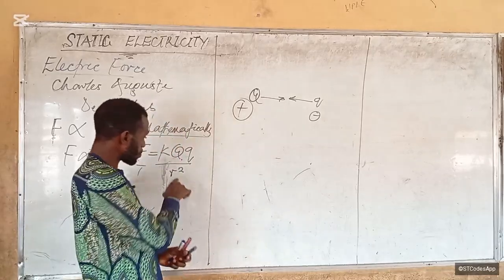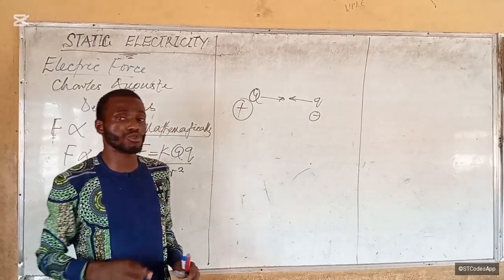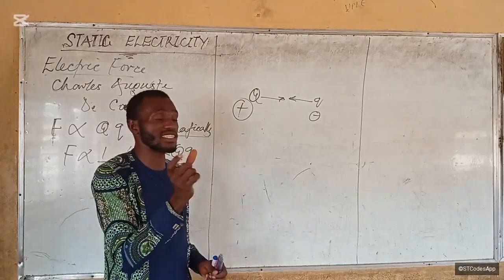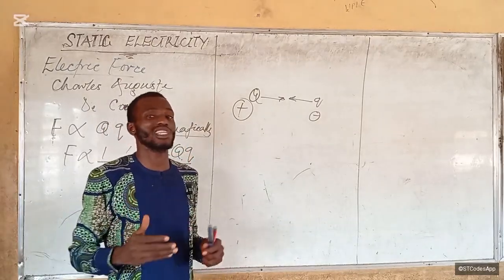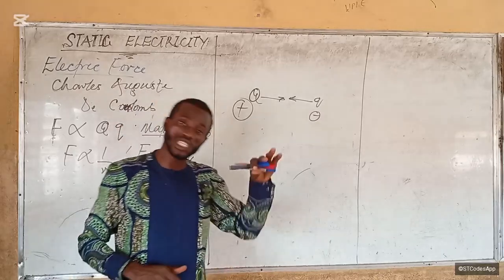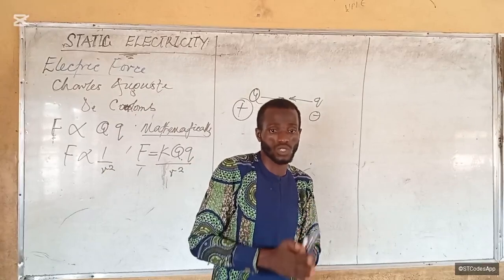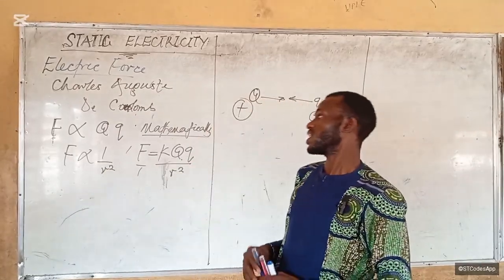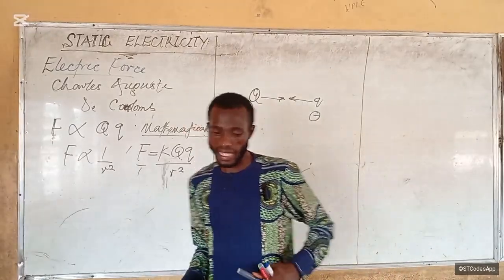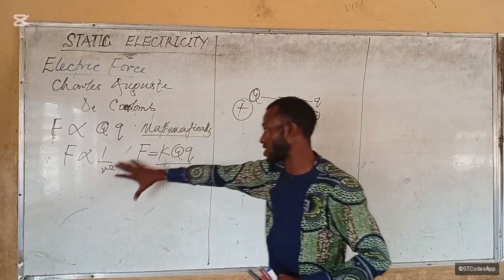Now, because of this square here, the distance between them has a very huge role to play. That is, a little change in the distance will lead to a great change in the force. Is that okay? And of course, if the distance is increasing, the force will be reducing. And if the distance is reducing, the force will be increasing, because of inverse proportionality.